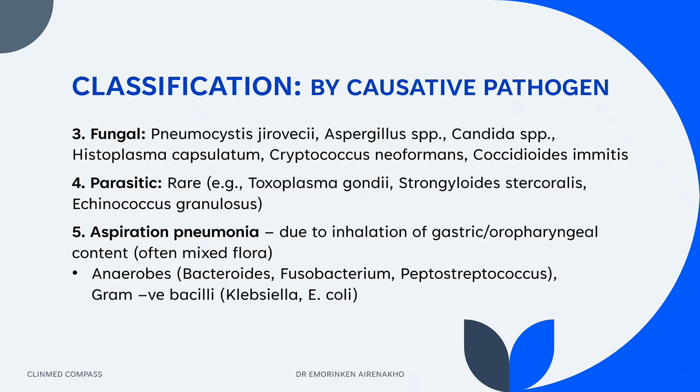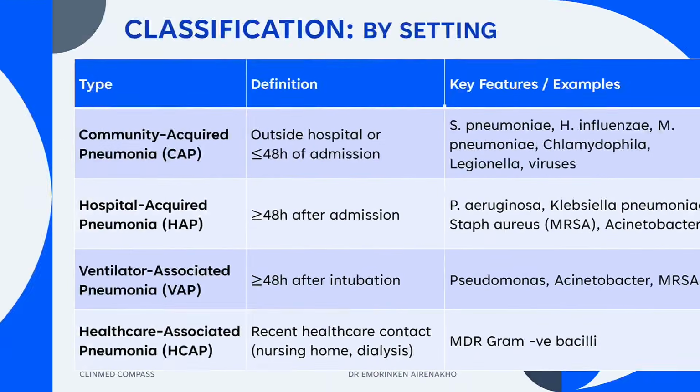Then we have the entity aspiration pneumonia. This occurs when gastric or oropharyngeal contents are inhaled, often involving anaerobes like Bacteroides, Fusobacterium, plus gram-negative rods like E. coli or Klebsiella, among others.